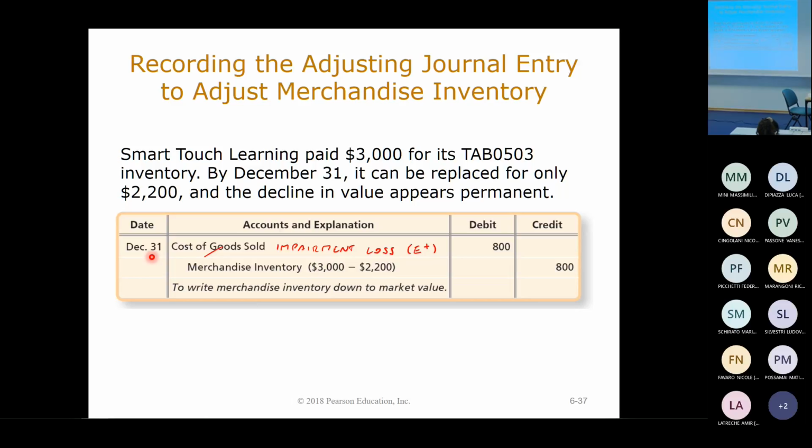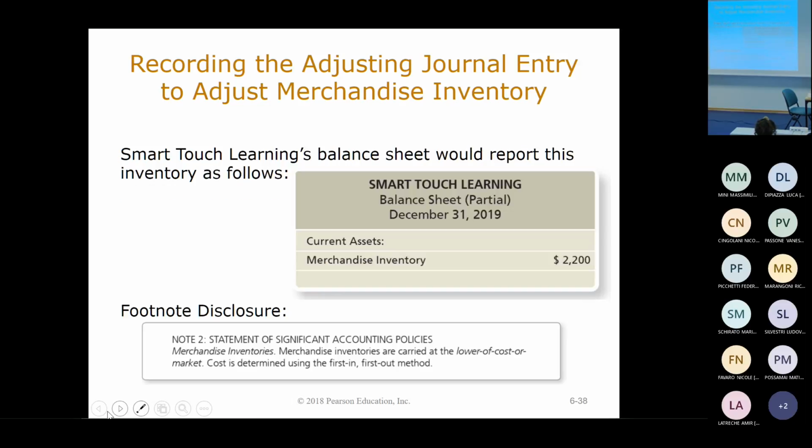So that's the idea. This is why it's better to specify that this is not a sale. So it's a decline, a write-down, a decline in the value, an impairment loss, so that we understand what's going on. It is not a sale; it's just a decline in the value of the inventory. So eventually, in your balance sheet, the inventory will be carried at 2,200, which is the lower of cost or market value.